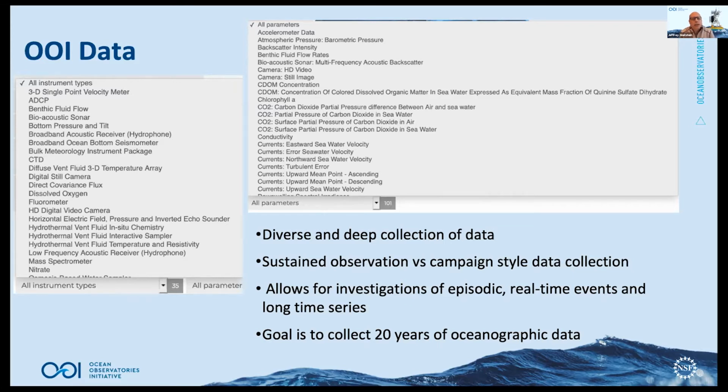some very interesting data. And I think some of the differences between OOI today and some of the past data collection is that we're constantly observing, we're constantly taking data in from these sites, building a very dense data set, allowing for investigations of episodic or real-time events and long time series, versus maybe some of the past where you have a campaign style data collection, which may represent days, weeks, or months. And by doing this, you can look at how different events affect the oceans. The goal is to collect 20 years of oceanic observations.